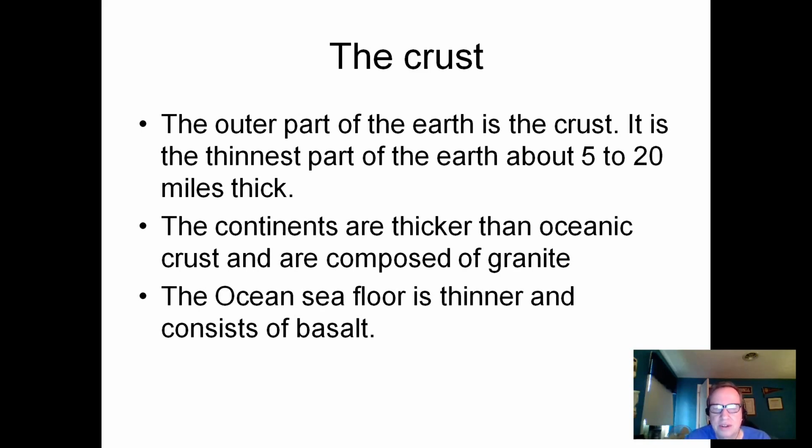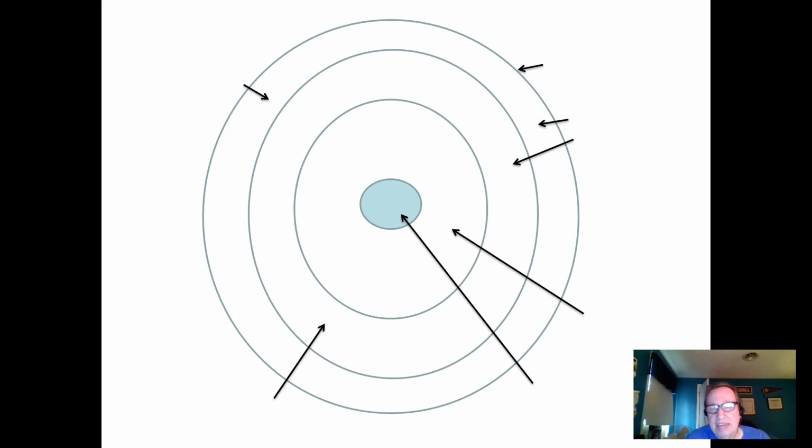The continents are thicker than the oceanic crust, and they're made of granite. And the ocean seafloor is thinner, and it's made out of basalt. Remember, we talked about those rocks. They're igneous in the rocks unit about a week ago. Okay, now this is really important.